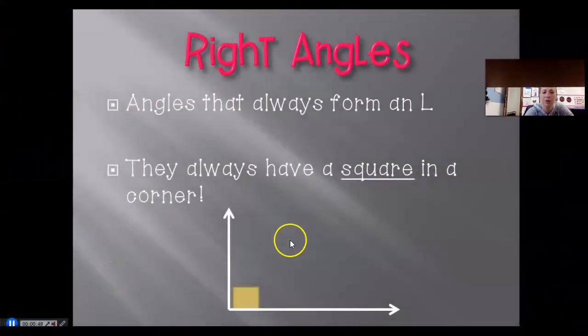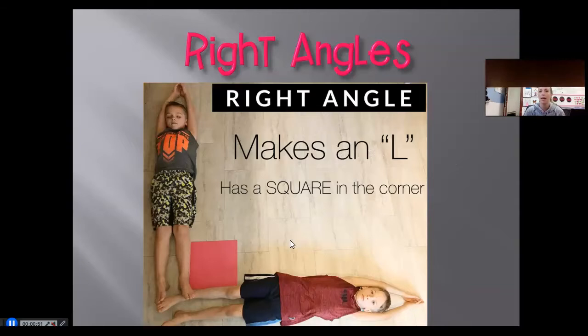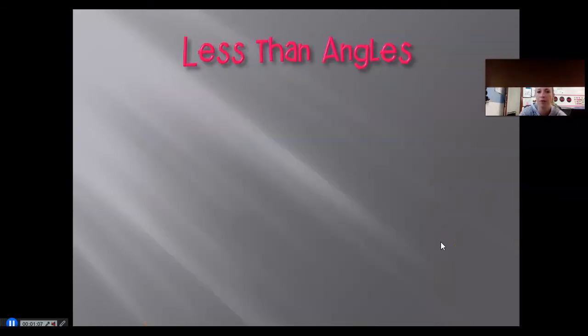Now here is a picture of my boys making a right angle. Notice that they made a perfect L with their bodies. They then have a square in the corner. That is making a perfect L. Perfect L's are right angles. And again, they always have a square in the corner.